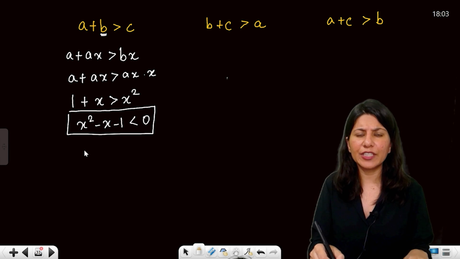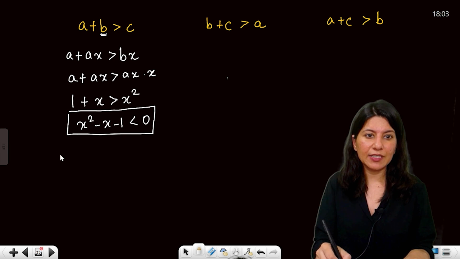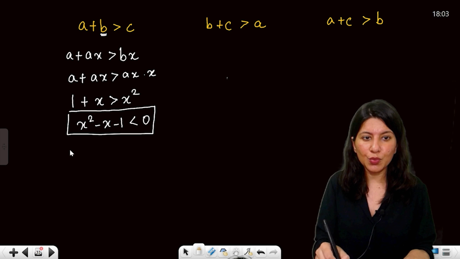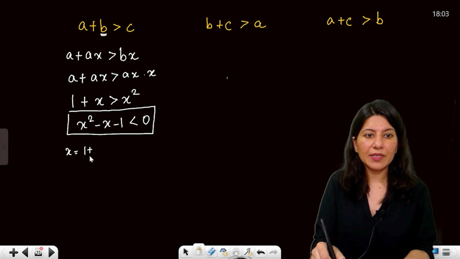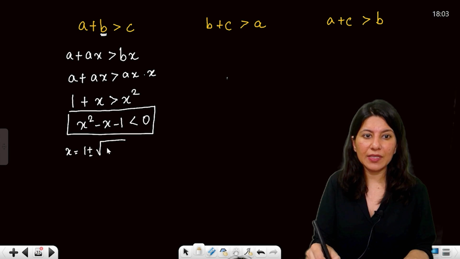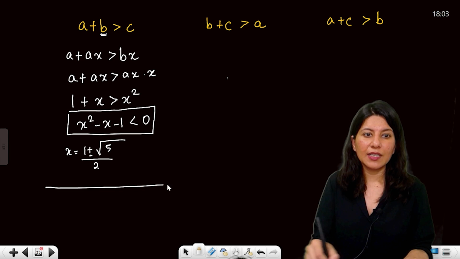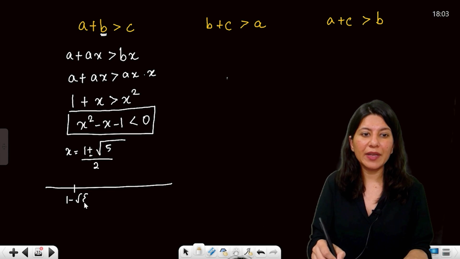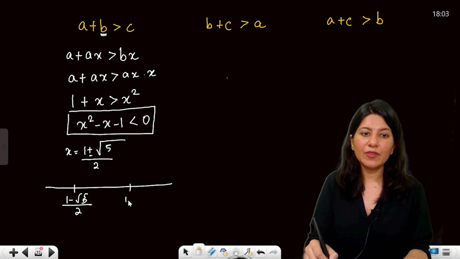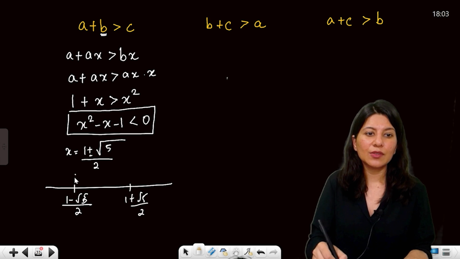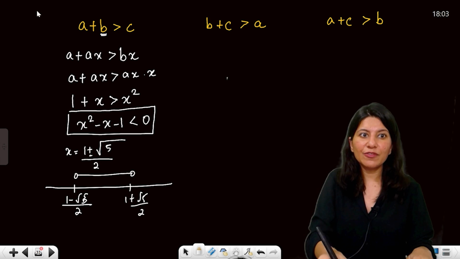Right? You can solve it out. So if you calculate the two roots, it is going to become 1 plus minus square root of b square plus 4, root 5 upon 2. So 1 minus root 5 by 2 up to 1 plus root 5 by 2. So this is your solution of the first thing.